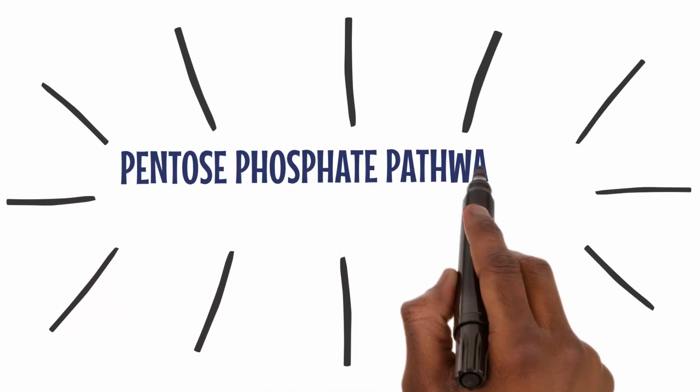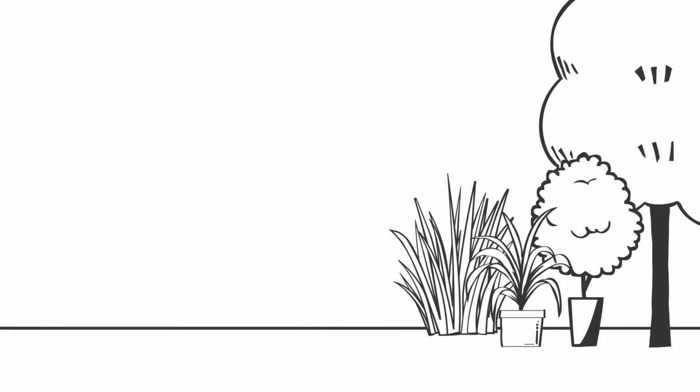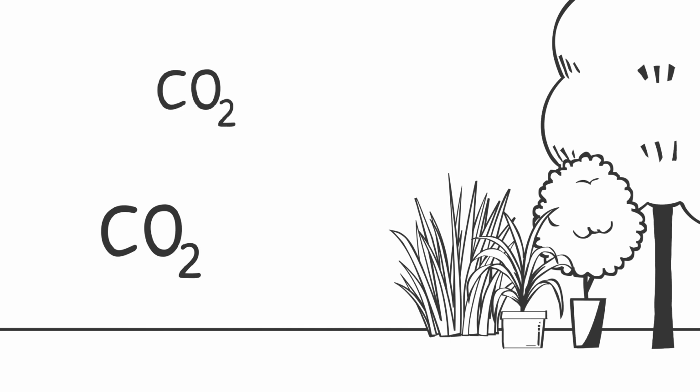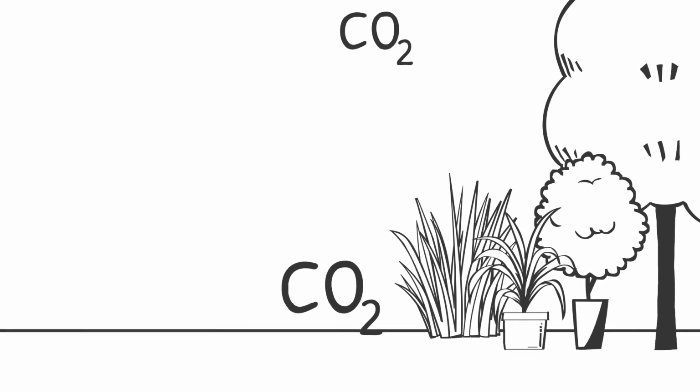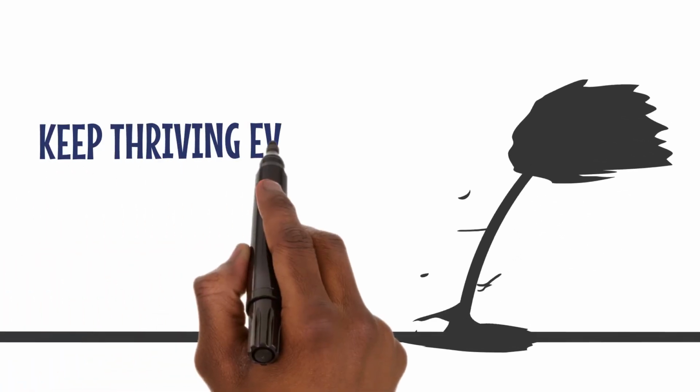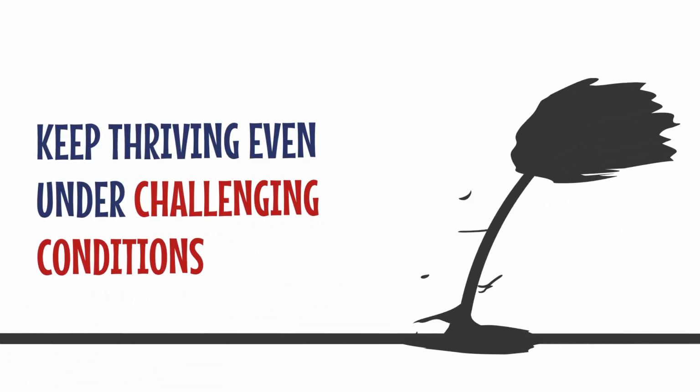Now, let's enter the pentose phosphate pathway, or HMP pathway. This amazing pathway helps plants salvage some of that lost carbon dioxide and minimize the impact of hot respiration. With the help of this pathway, plants can recover and keep thriving even under challenging conditions.